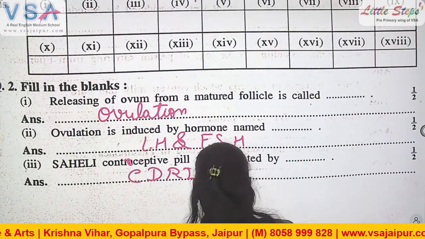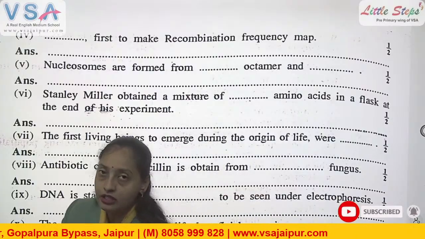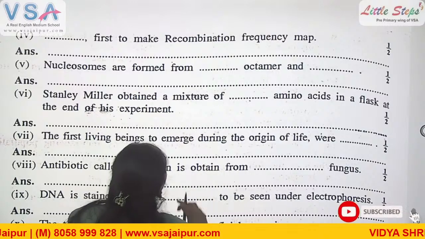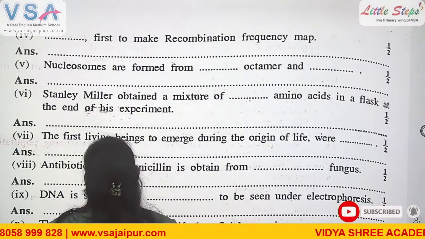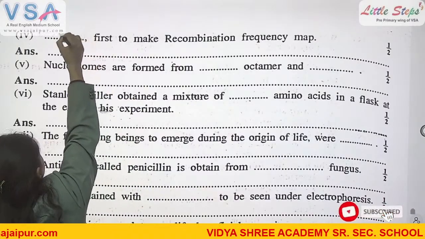Okay. Now the next question is, first to make recombination frequency map. First to make कौन सा होगा? Sturtevant.